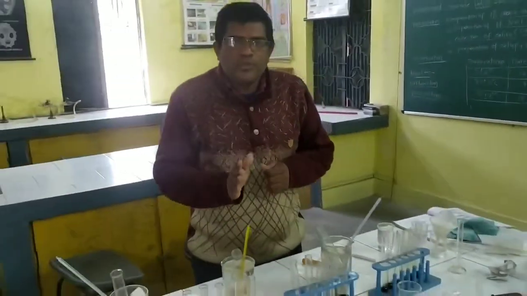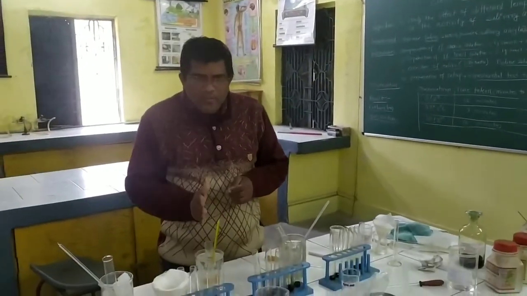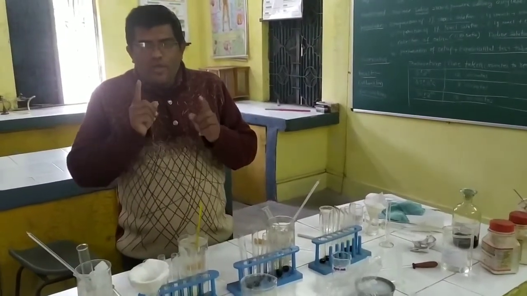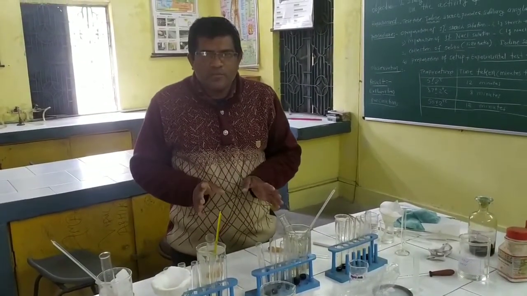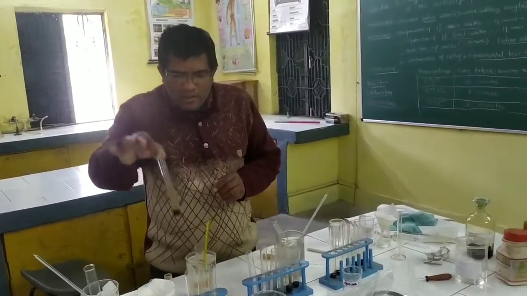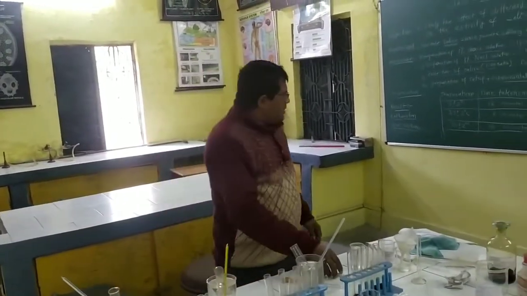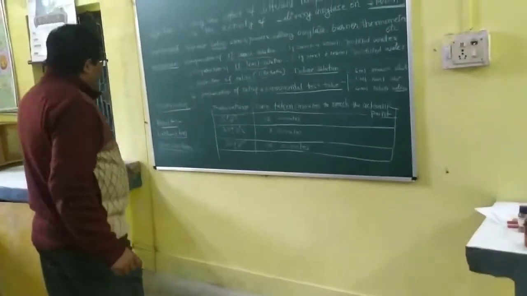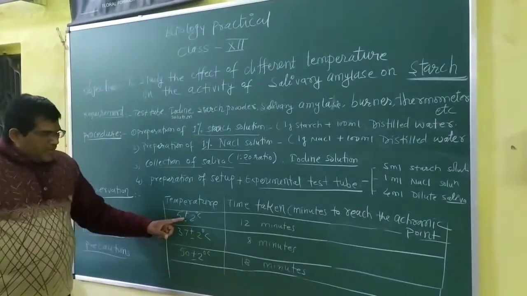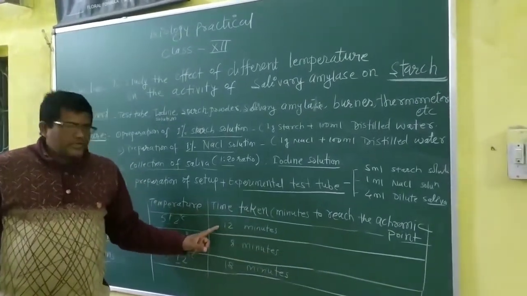One after 2 minutes, after 4 minutes, after 6 minutes, after 8 minutes, after 10 minutes, after 14, up to the point we reach the achromic point. So up to this we have to do the experiment, until the blue-black color does not come with the iodine. So in that case, it is observed that for the 5 degree temperature experiment, the achromic point is reached in 12 minutes.